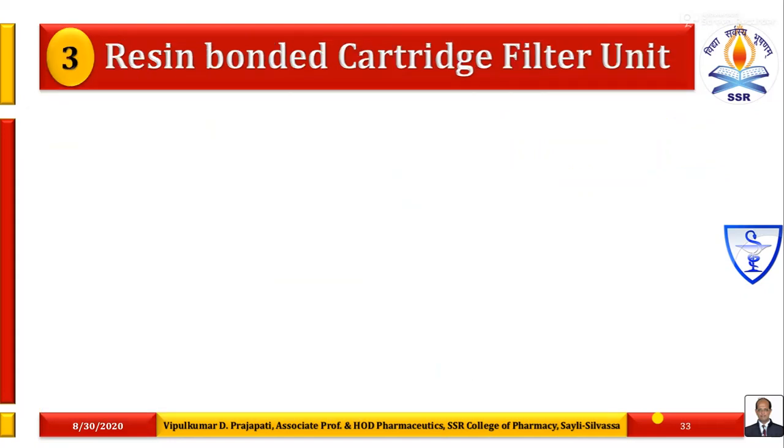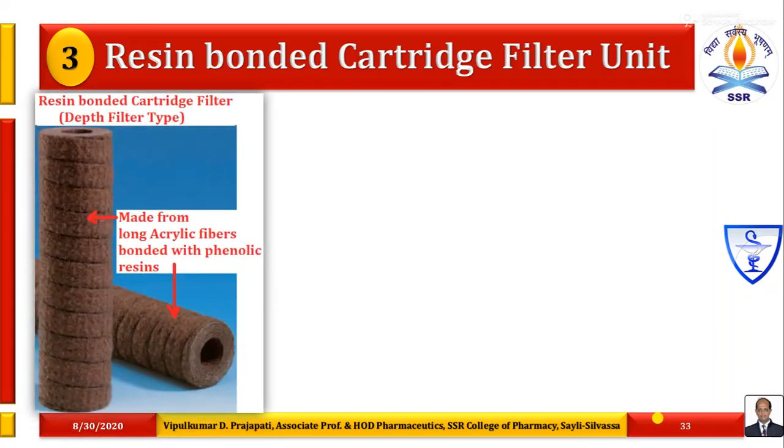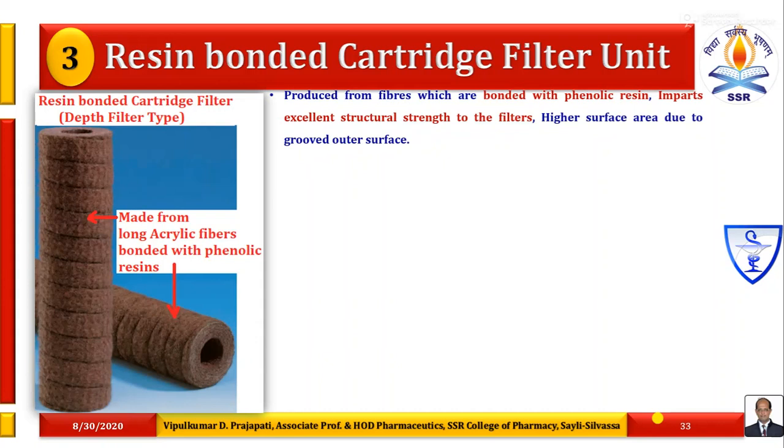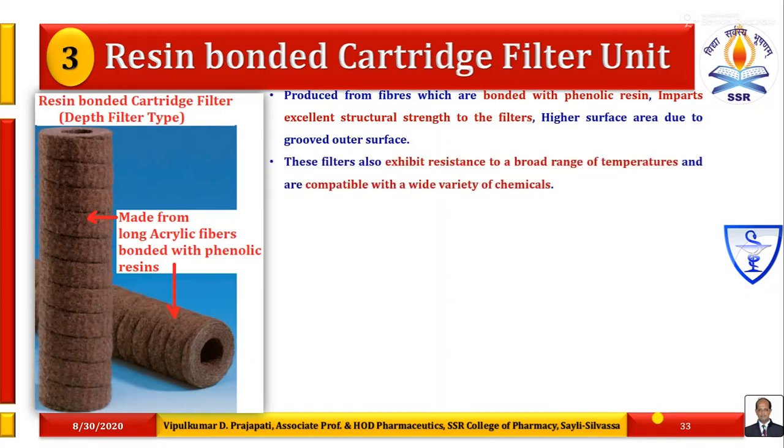The third type is known as resin bonded cartridge filter unit. They are made from long acrylic fibers bonded with phenolic resins. They are also a type of depth filter type cartridge filter unit. They are produced from fibers which are bonded with phenolic resin, which imparts excellent structural strength to the filters, and higher surface area due to grooved outer surface. These filters also exhibit resistance to a broad range of temperatures and are compatible with a wide variety of chemicals.